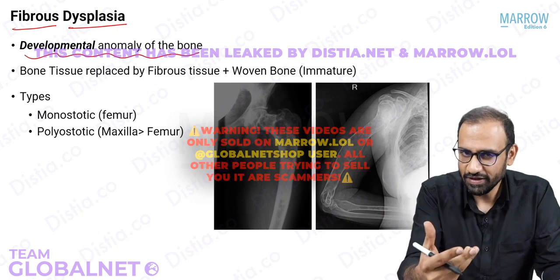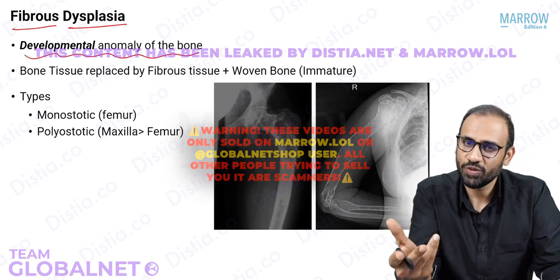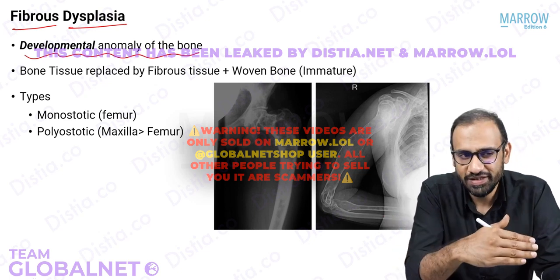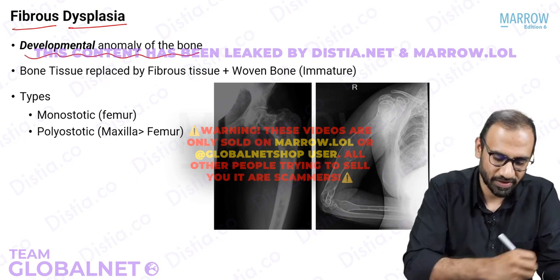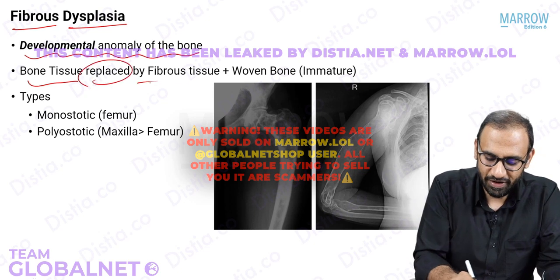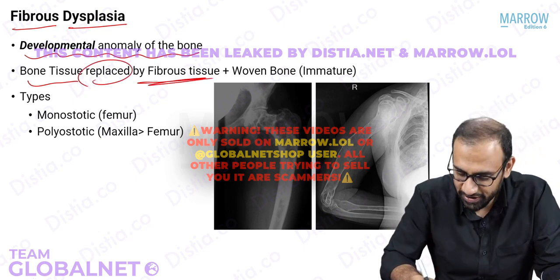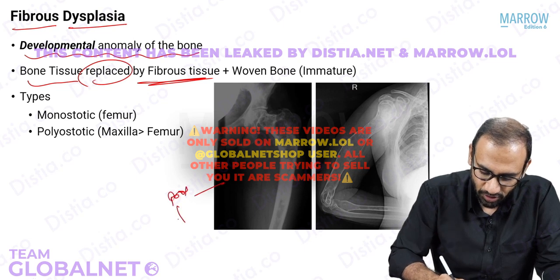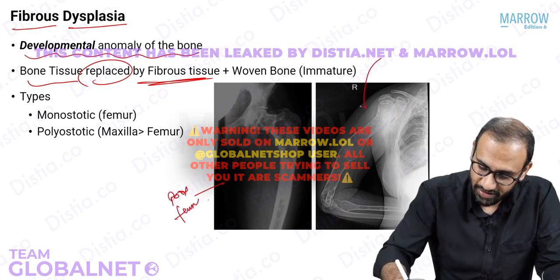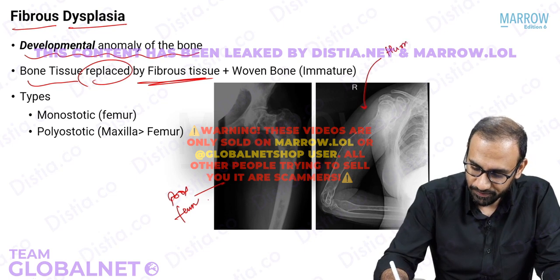So while developing the bone, instead of the bone tissue growing, there is fibrous tissue growing because it has been displaced. Right? It has been replaced by fibrous tissue. The bone tissue is replaced by fibrous tissue. That is what happens. So look at these two X-rays here. This is the X-ray of a proximal femur. Proximal femur. And this is the X-ray of humerus.